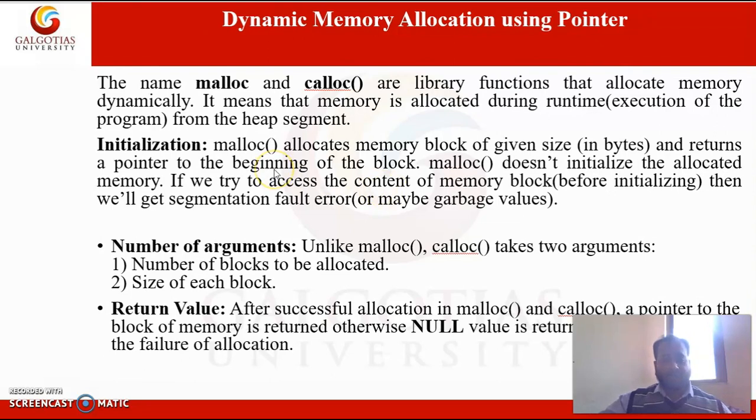So here we have two methods that we discussed in the previous class, that is malloc and calloc. These two methods are used to dynamically allocate memory space for the variables. So what are the basic differences between these two methods while allocating space?